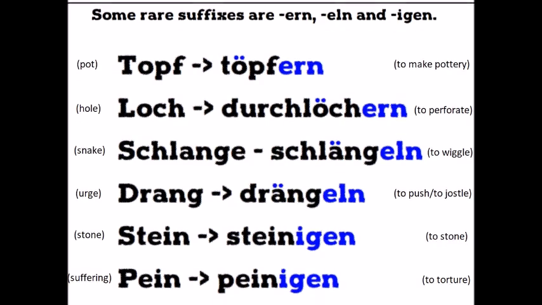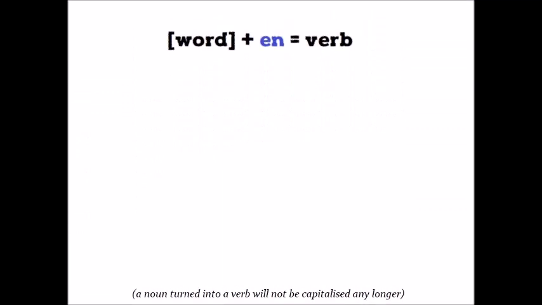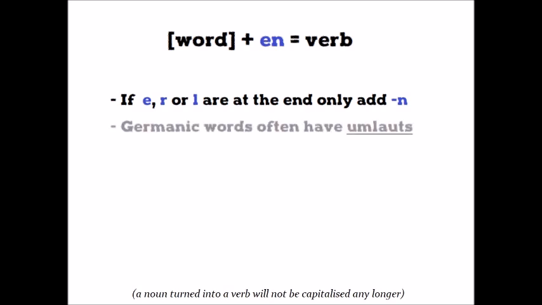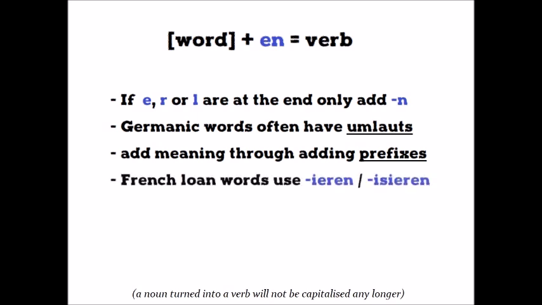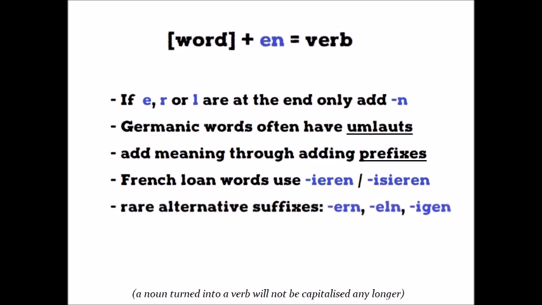Let's repeat what we've learned. If you want to turn something into a verb, you add the ending en. If there's already e, r, or l at the end, you just add an n. Germanic words often, but not always, have umlauts on the first vowel. You can add meaning to the verb with prefixes. Words of French origin use the suffixes iren and isieren. There are also the suffixes ern, eln and igen, which are rarely used.